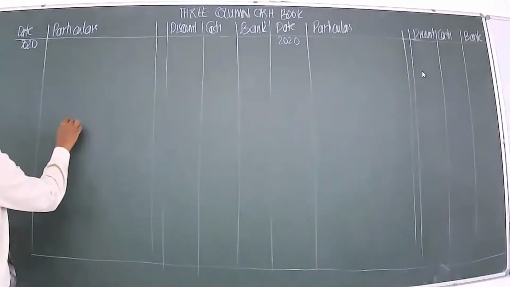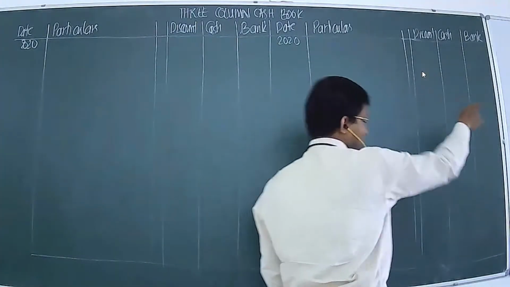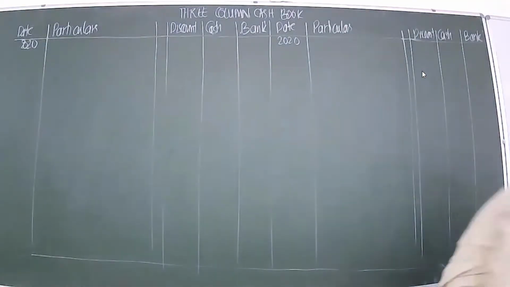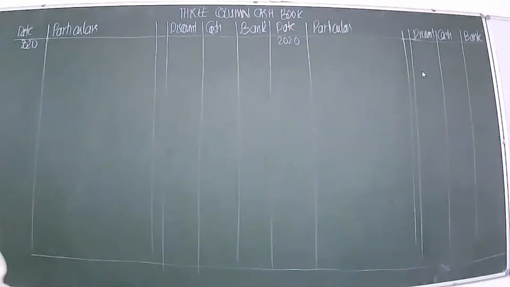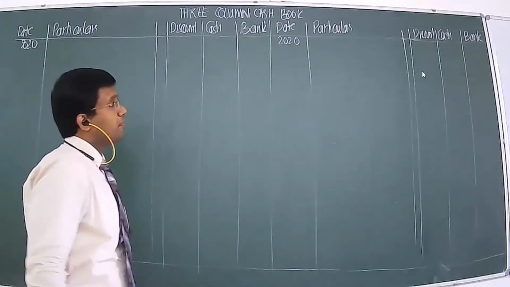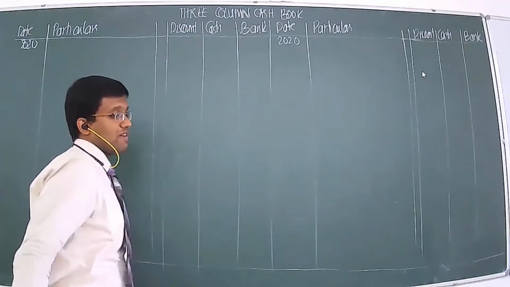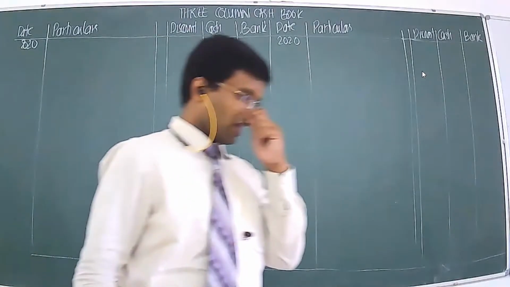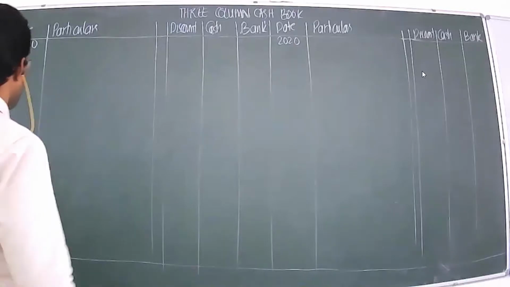You have date, particulars, discount, cash, bank. Again, date, particulars, discount, cash, and bank. I had also mentioned that we would also be recording vouchers, receipt numbers, and the ledger folio. But to save on space, I have not shown those 2 columns over here, because one reason is that we are not using it. Second reason is that I want to save on space to record all the transactions. So let us look at the transactions now one by one.